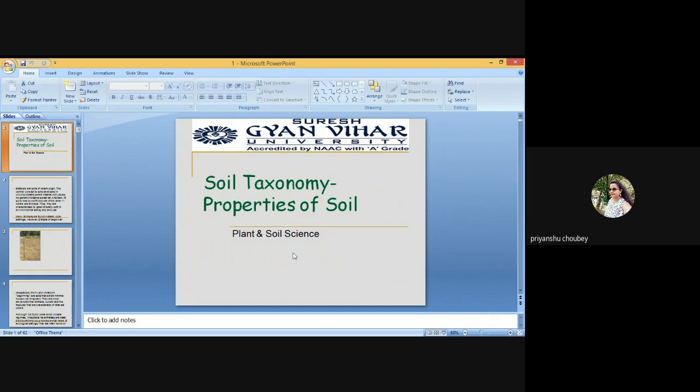Avogami house: first one is Alfisol. V means Vertisol. A means Andisol. G means Gelisol. A means Aridisol. I means Inceptisol. H means Histosol. O means Oxisol. U means Ultisol. S means Spodosol. And E means Entisol.